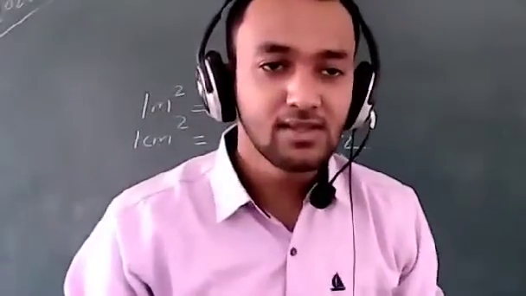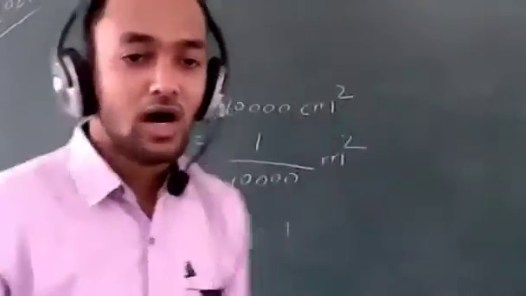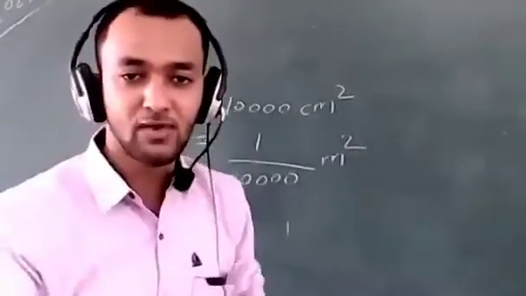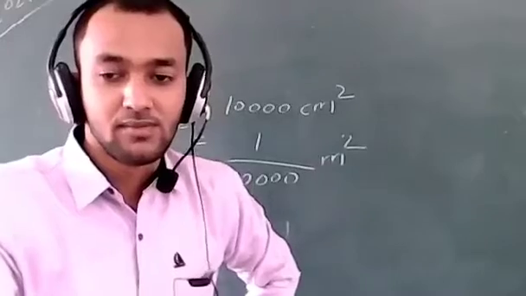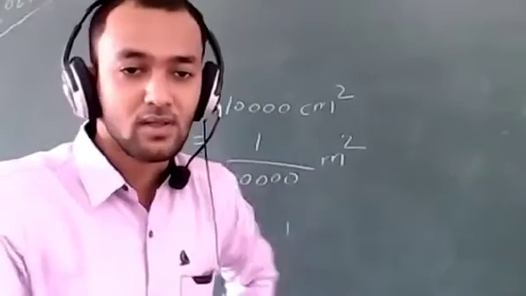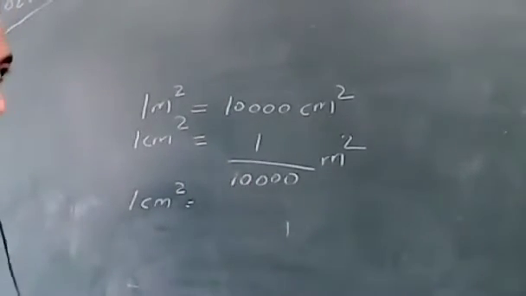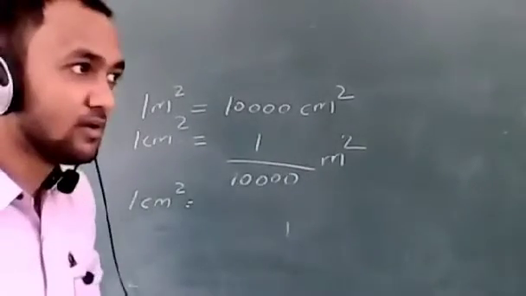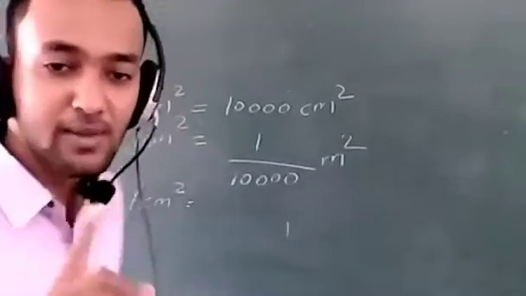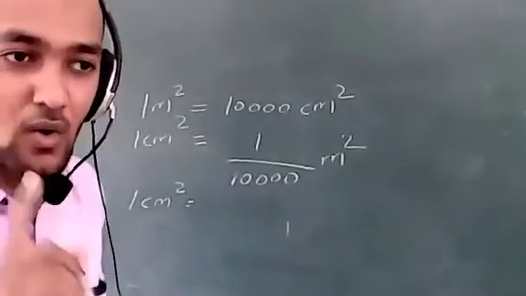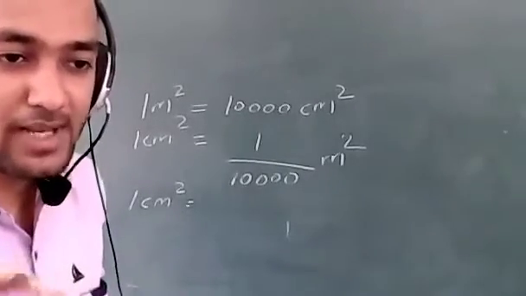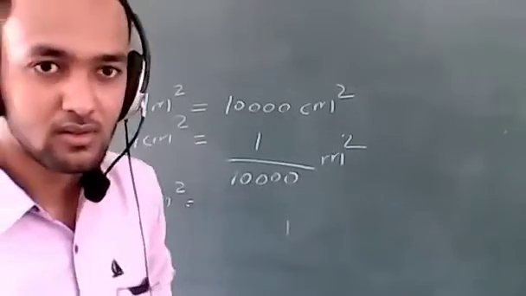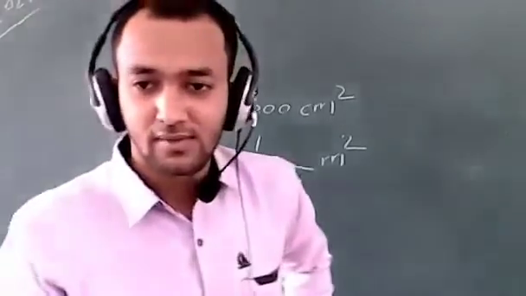Okay, tell me Aditya Arya, how many millimeter are there in 1 centimeter? One centimeter is equal to how many millimeter? I'm asking about only millimeter, not millimeter square or centimeter square. 1 centimeter is equal to how many millimeter? Sir, 10 millimeters, sir. Okay, good.